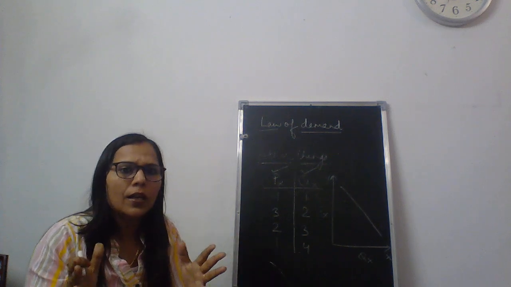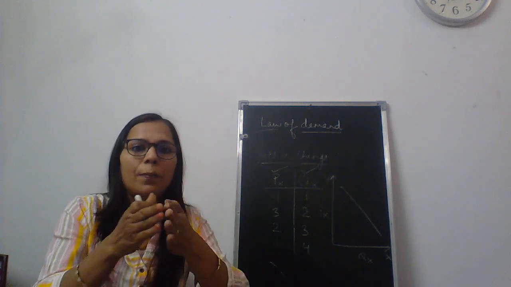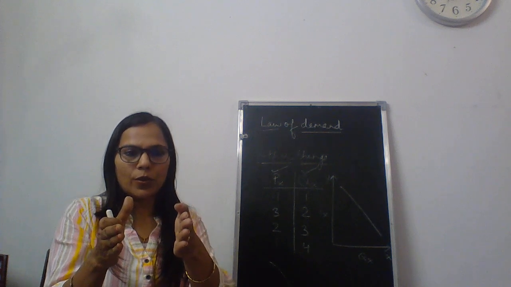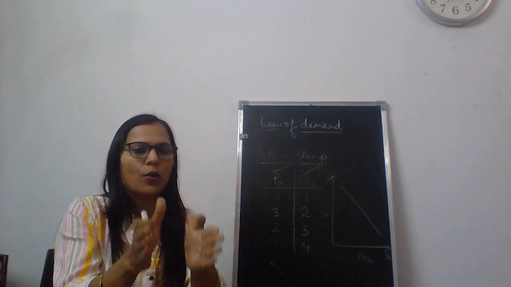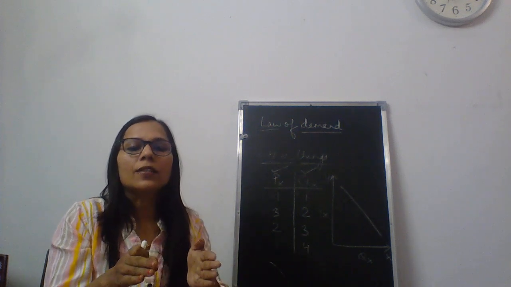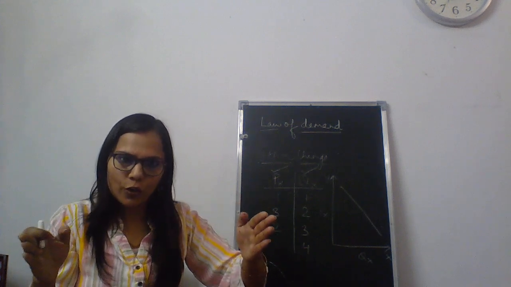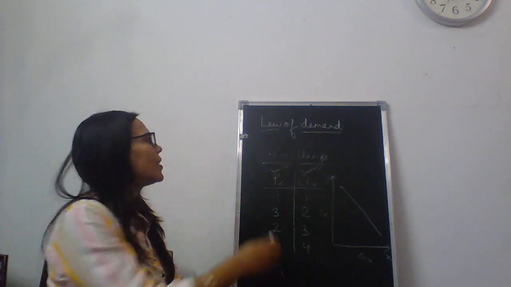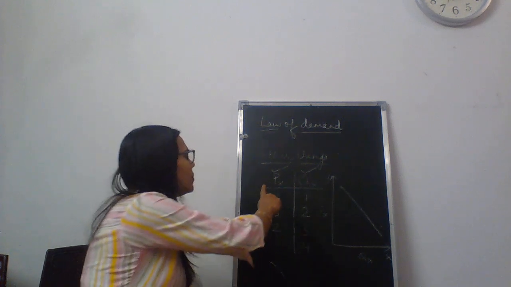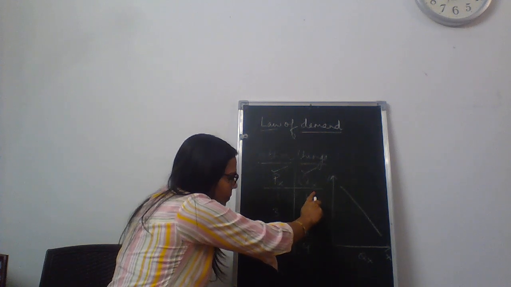Actually, children, it is a basic psychological nature. Whenever the prices are more, the general customers or consumers tend to buy lesser quantity. When the price reduces, then the customers will be prompted to buy more. So, this proves that there is an indirect or inverse relation between price of a commodity and quantity demanded.